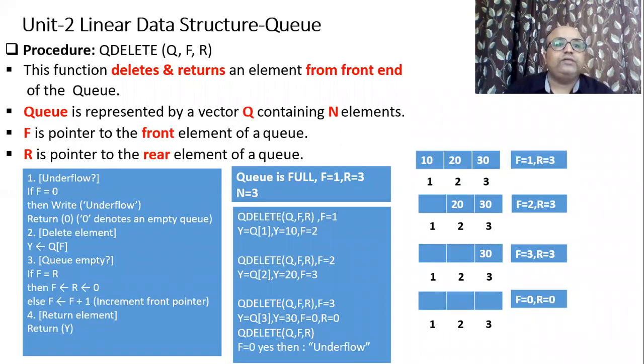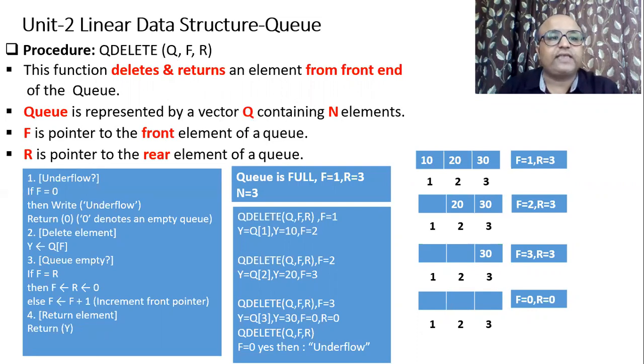Here the queue is represented by a vector Q. See this parameter. When we write any algorithm, we have to consider the number of elements, so this N elements. The vector Q contains N elements, which indicates that the capacity of your queue is N elements. Maximum it can accommodate N elements.